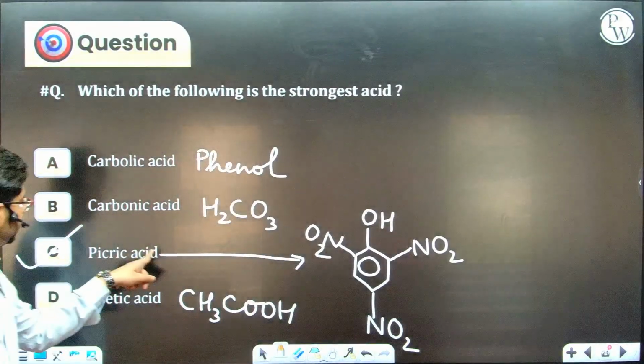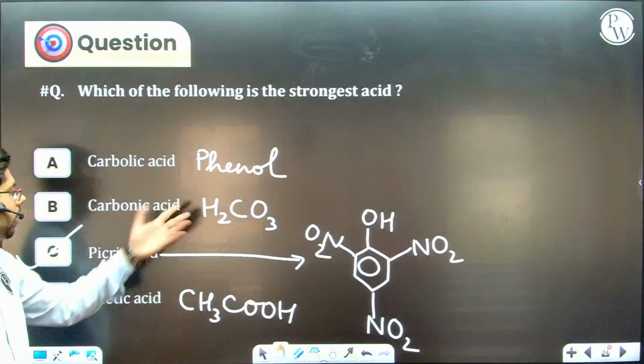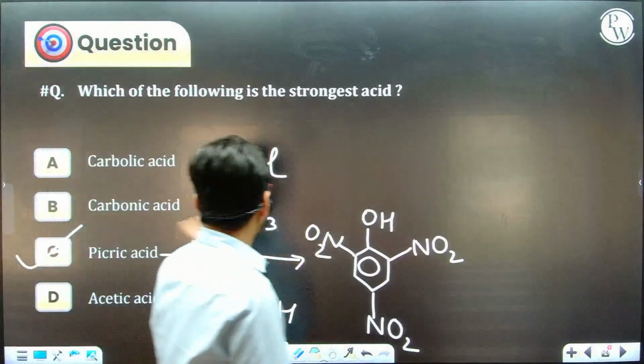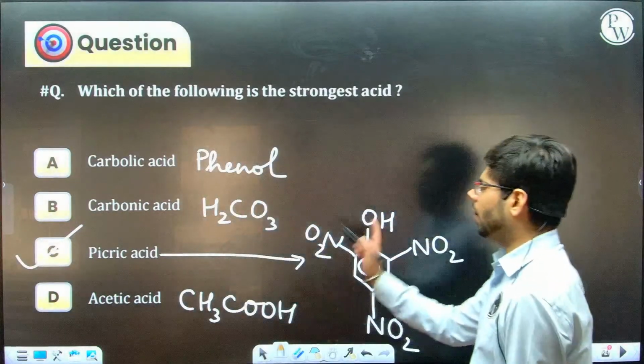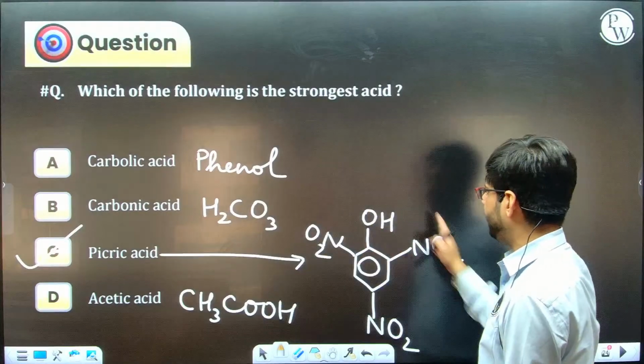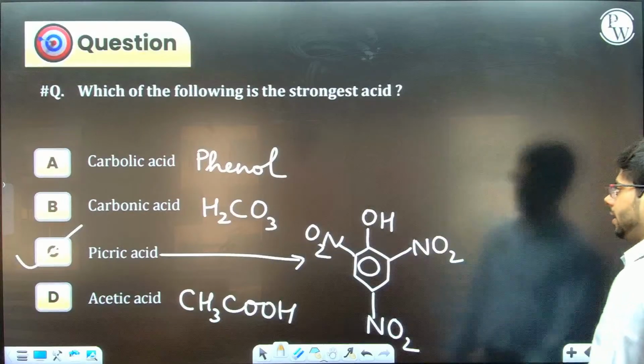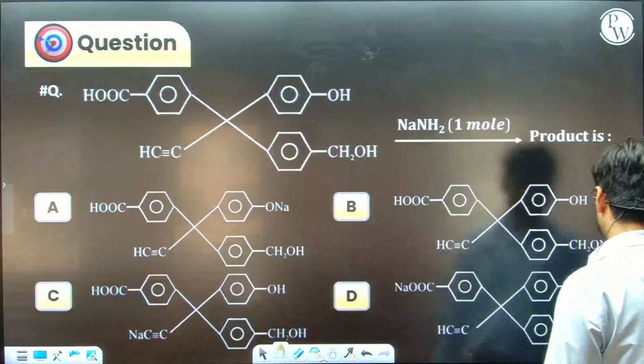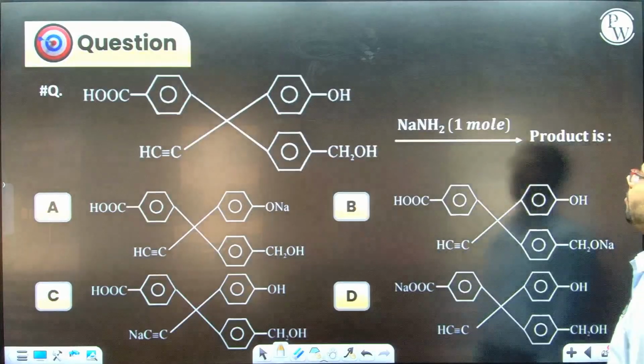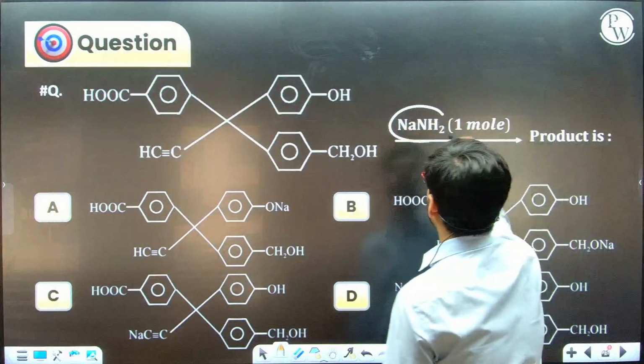Had this not been there, we would have said a carboxylic acid is stronger than phenol, and it is stronger than alcohol. But only when it is picric acid, we'll say picric acid is more acidic than carboxylic acids also. This is picric acid, so C is the answer. Next one. See, NaNH2 is a very strong base.